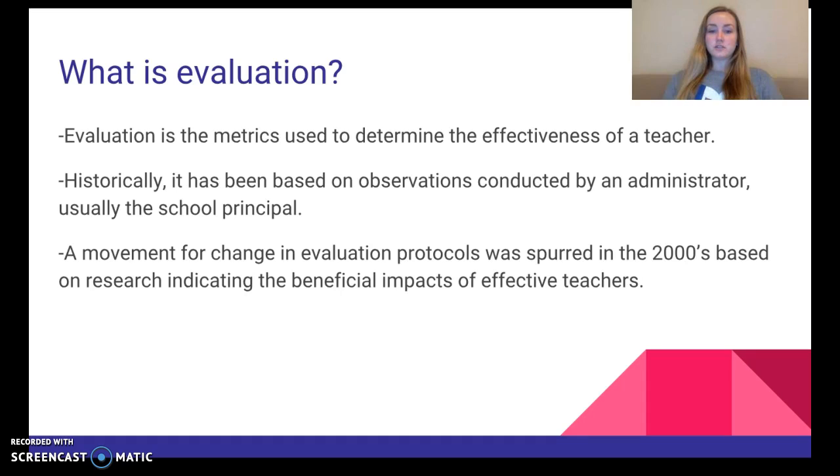Evaluation is the metrics that are used to determine the effectiveness of a teacher. So we are using evaluation to determine, is this teacher effective? Is this teacher ineffective? Are they doing what they need to be doing to make sure students are being educated properly? Historically, most of this is based on observations conducted by a principal, which is what I am used to for my own evaluations. That's what my evaluations are based on, which I will discuss more in depth later. And right now we're seeing a movement of change in evaluation protocols, with more focus on including student growth in the data and looking at our students growing within a teacher's class.